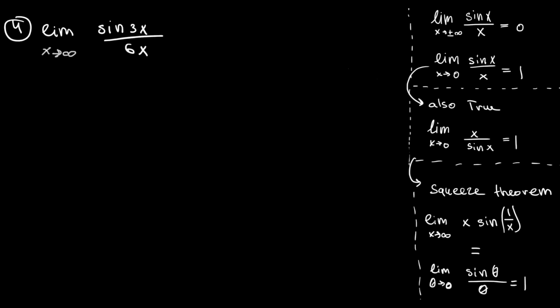Again, how can we rewrite this limit in such a way that we'll get to the form that is similar to the rules we have on the right?